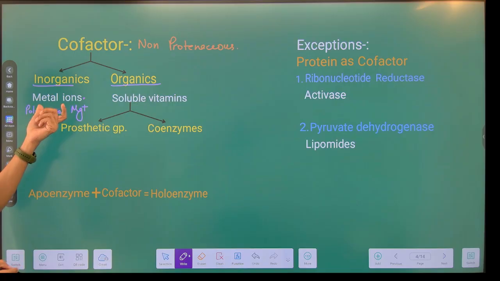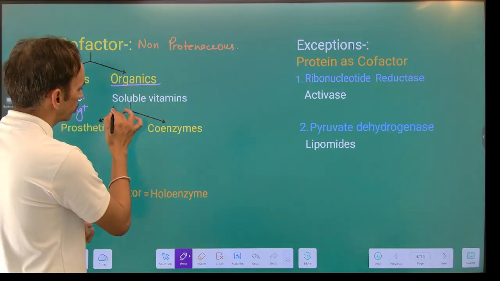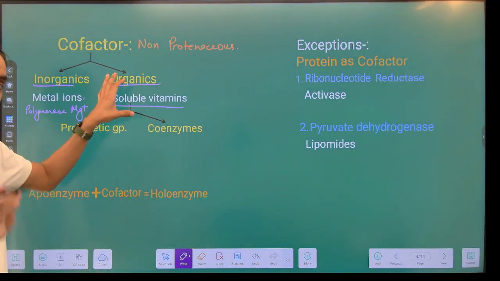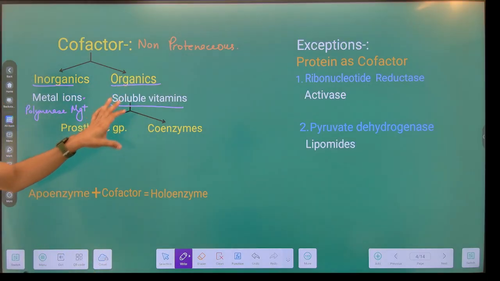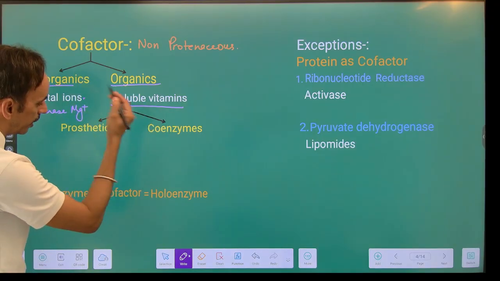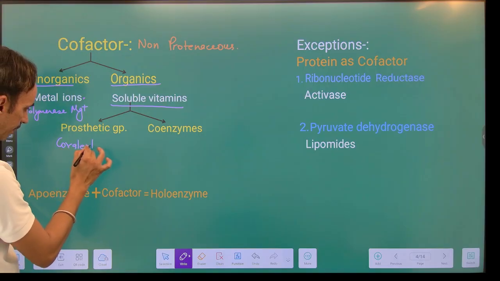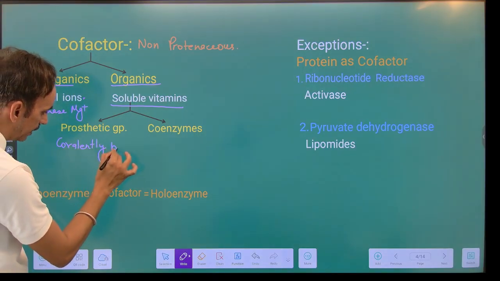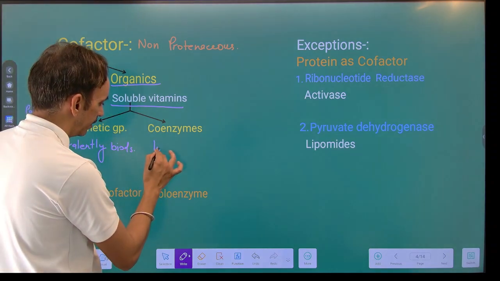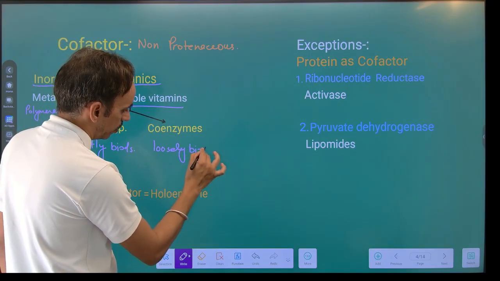So the inorganic metal ion can be used as a cofactor. Other categories are organics, which mainly include the soluble vitamins. These organics, except the proteins, can be divided into two groups. If the organic cofactor covalently binds to the enzyme, then it is called a prosthetic group. And if the cofactor loosely binds to the enzyme, then it is called a coenzyme.